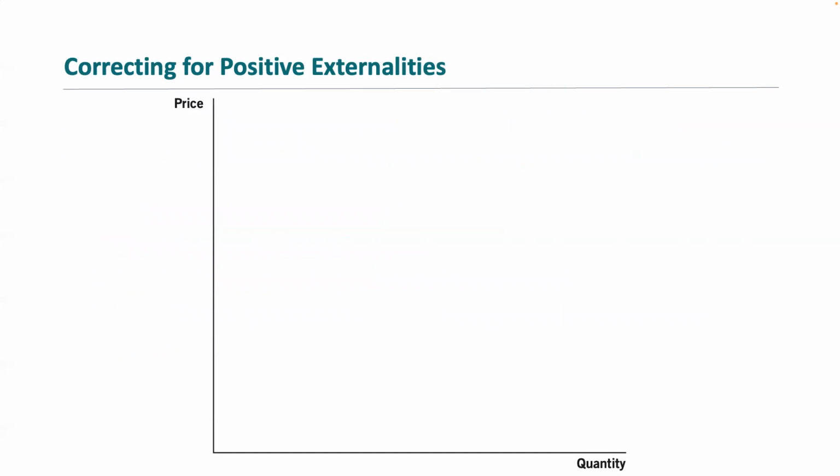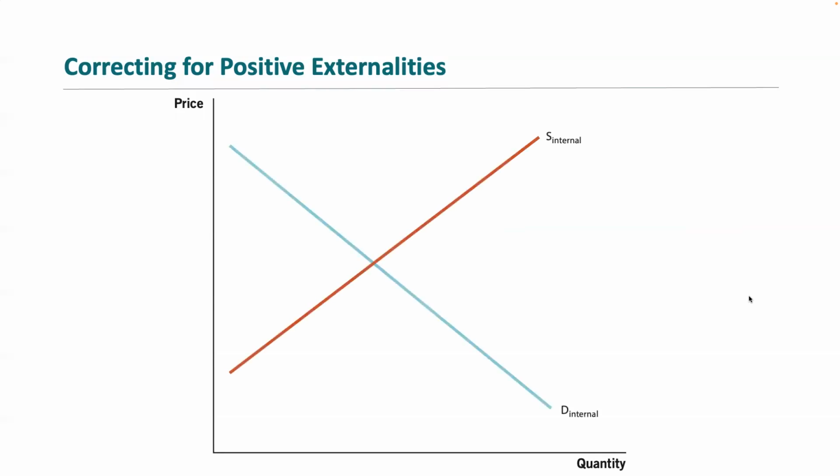Here we're looking at an example of vaccinations, and these are going to generate some positive externalities by limiting the spread of diseases. So we have the price and quantity of vaccines. We have our normal demand curve, and then we have our normal supply curve. And that's where our normal market equilibrium is.